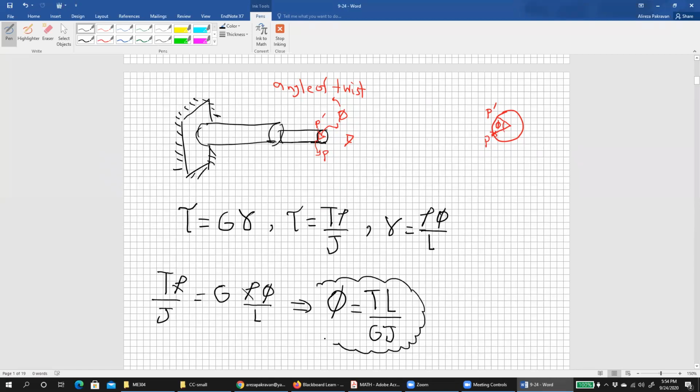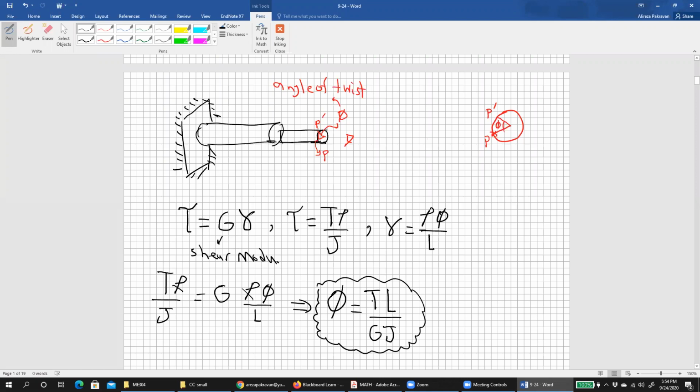What does the G stand for, Professor? G is the shear modulus. Okay. So we're going to be given that usually? Yeah, it's a material property. Okay. Elasticity modulus and shear modulus are material properties that are given, right?